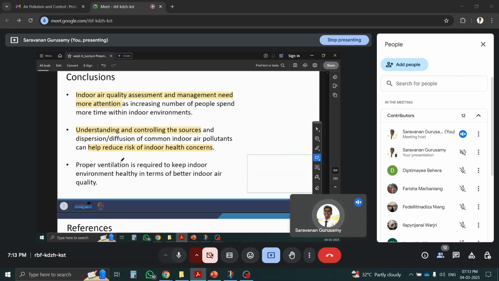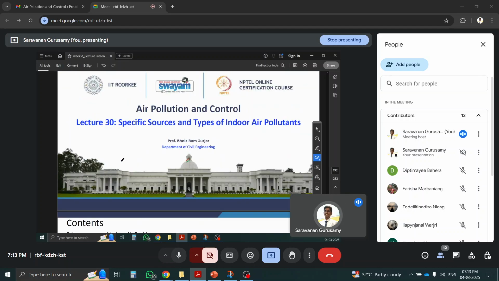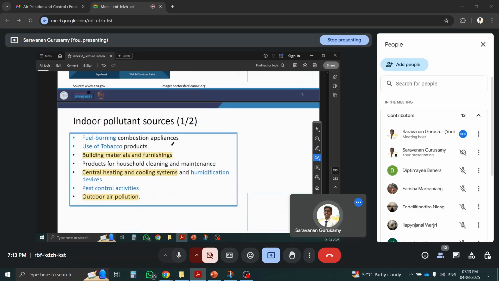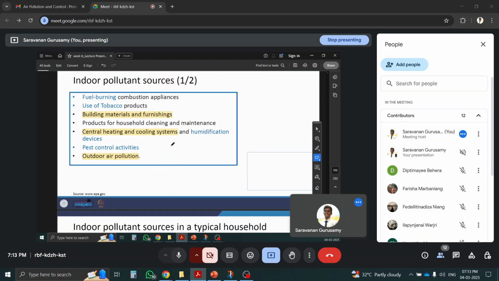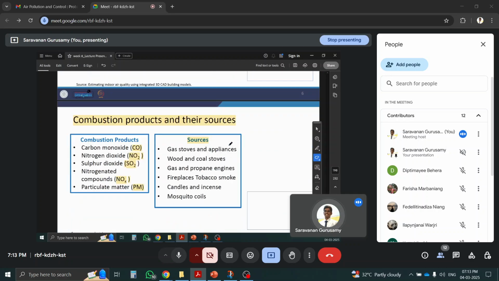On a concluding note, indoor air quality assessment and management need more attention, as they also contribute to health risk. As a final note, we are looking at the specific sources and types, which we already discussed, but we are going to see them again. Inadequate ventilation, high temperature and humidity, and indoor air pollutants are the primary causes of poor IAQ. The sources are fuel burning, use of tobacco, building materials, household products, heating and cooling systems, outdoor air pollution, and pest control activities. The indoor air pollutants we already discussed.